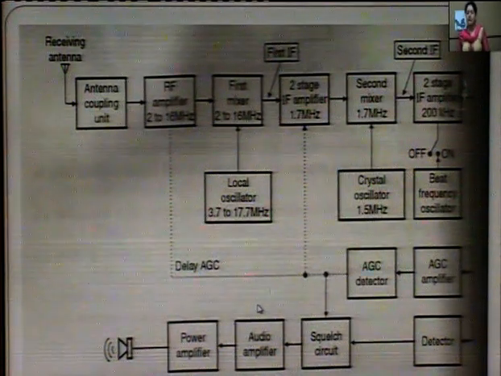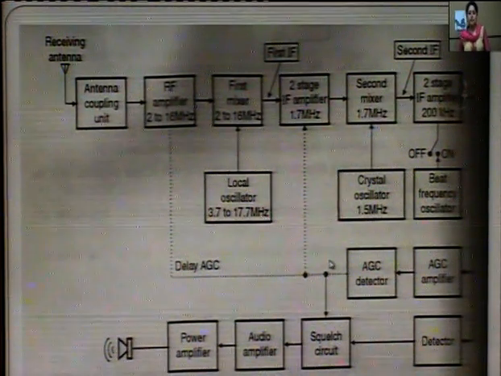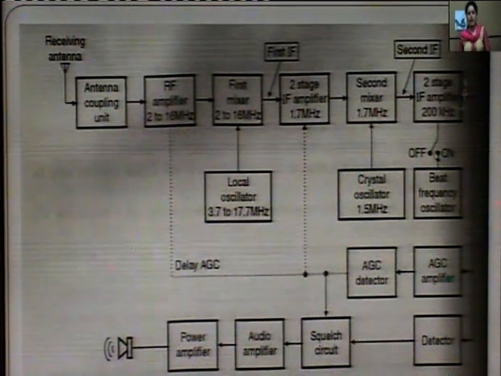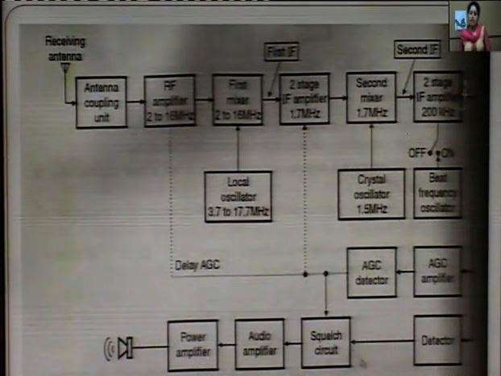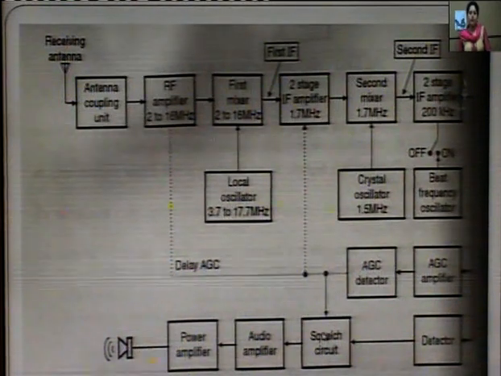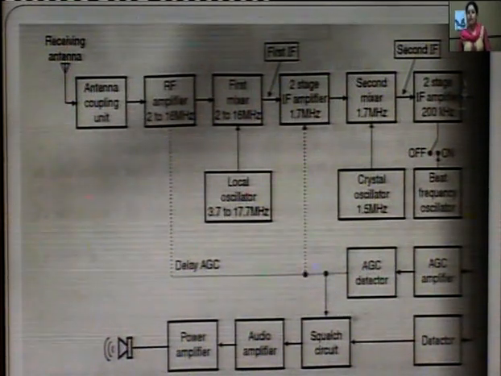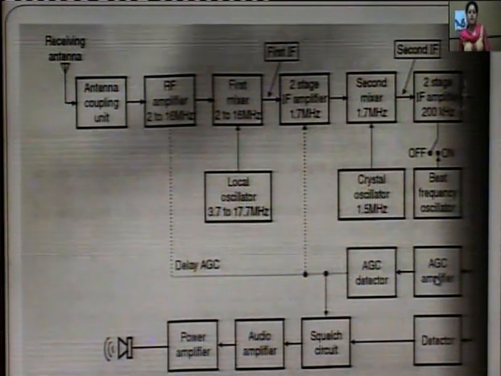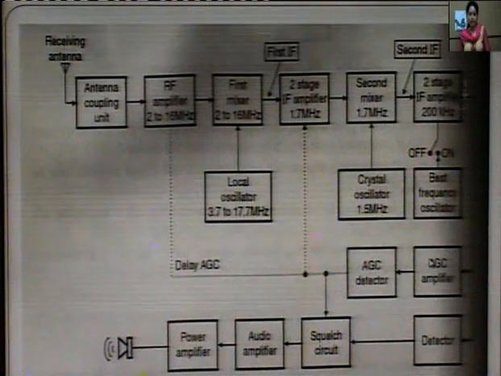What next changes there are compared to the superheterodyne receiver is, one, this beat frequency oscillator block that is added. Next is your squelch circuit that is provided, and the AGC that is here in case of your double conversion receiver. This AGC is your delayed AGC.